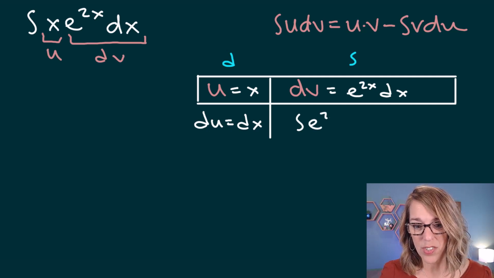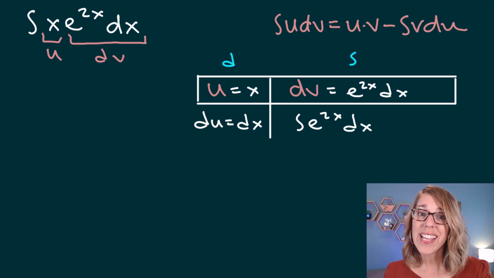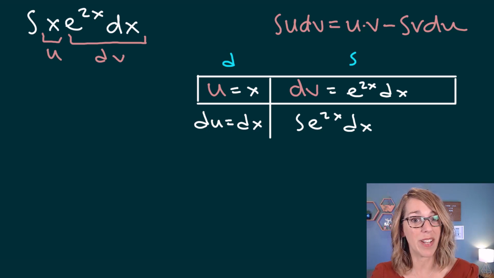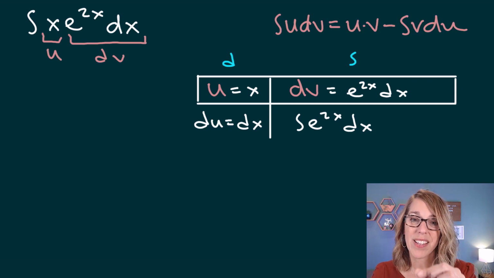So e to the 2x dx inside of this integral, whenever I integrate an exponential base e, I'm going to get that exponential base e back, but because I've got that 2x there, I end up with a divided by 2 as well.